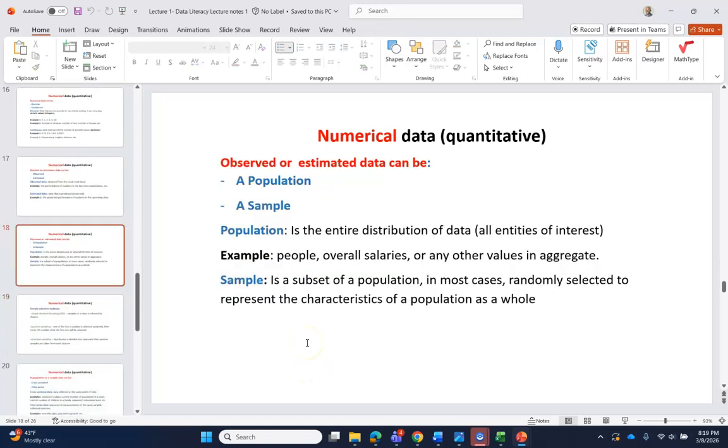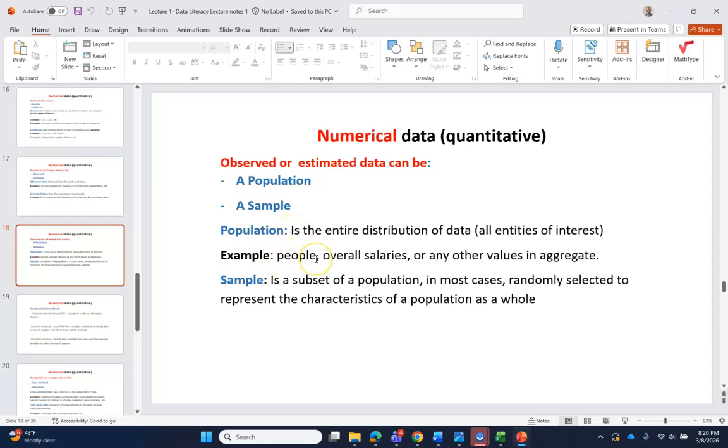So now we may have discrete data or continuous data, and your data can either be observed or estimated. But it's really important to understand if your data is big data or if your data is a sample that infers the big data. So we'll be talking about the big data or the population, which is the entire distribution of data. And so all entries of interest, that's what we call population or big data.